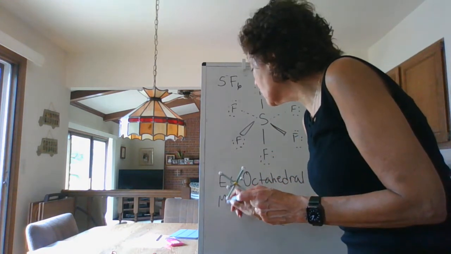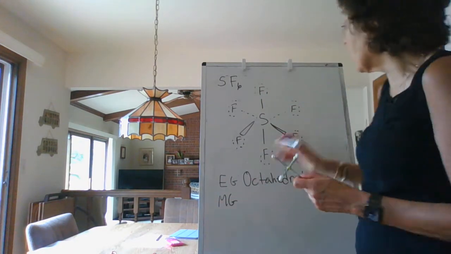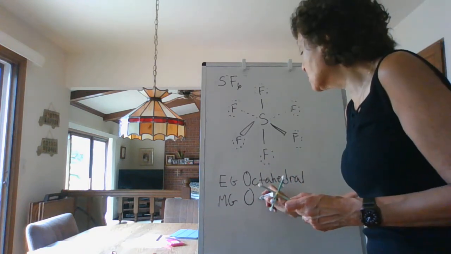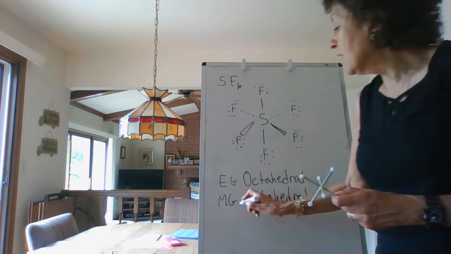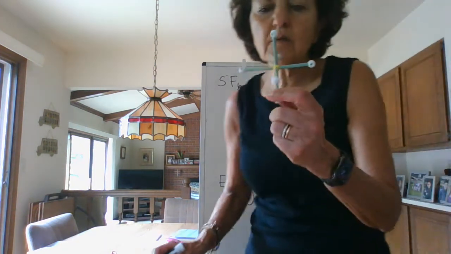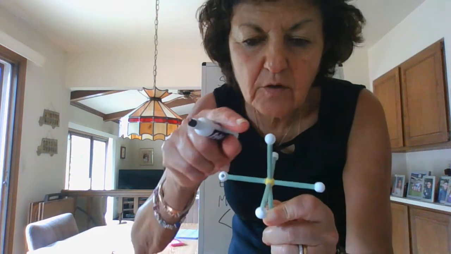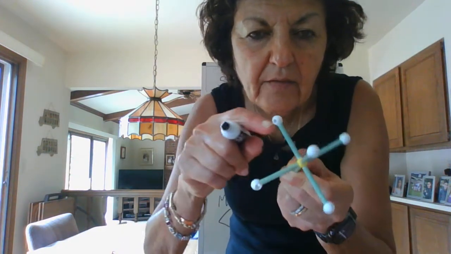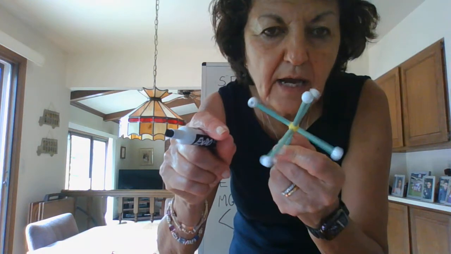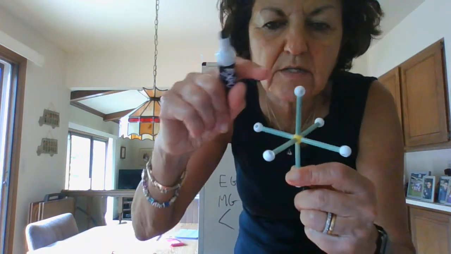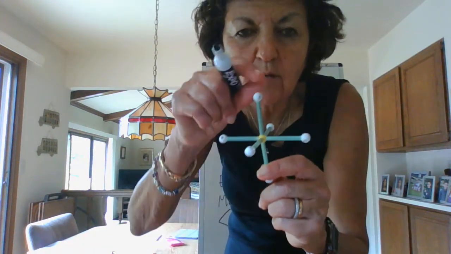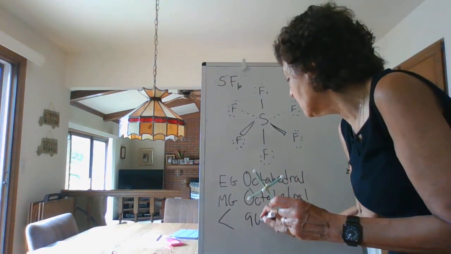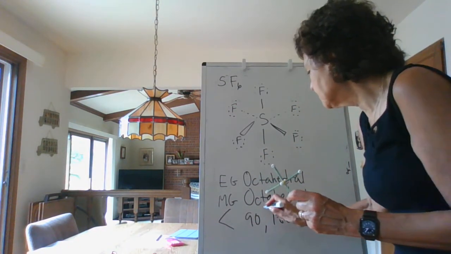Okay, the molecular geometry for this would be the same. Why? Because there are no lone pairs. So this is also octahedral. Okay, let's take a look at the bond angles. What would the bond angles be? Well, you can see the 90. And then if you look at the equator, they are all 90 also. And then the big long ones between this, and these across, those would be 180. So you don't have any 120s here. You have 90 and 180.